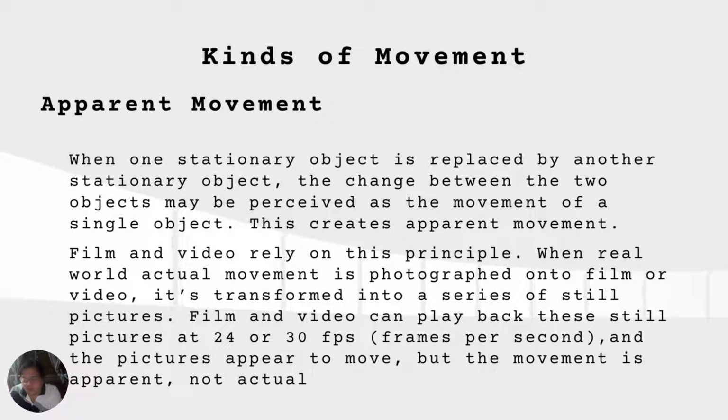Apparent movement also occurs in the real world. So, for example, rows of light bulbs on outdoor signs can blink in a specific sequence. Okay, and if that blinking is fast enough, then the lights seem to chase or move along the rows.